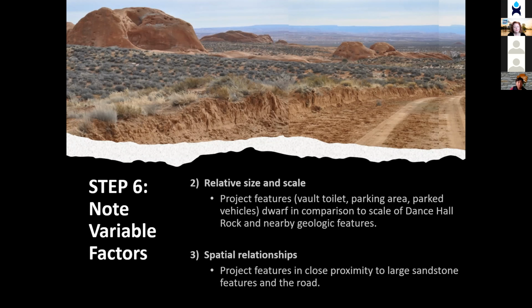And then the spatial relationships: how does this project relate to the other objects that are in the landscape near to it? So is our project above and elevated? Is it above the horizon line? Is it down below in an obscured location? In the case of this project, our features are in close proximity to large sandstone objects, and then it's also in close proximity to the road, which is also important.